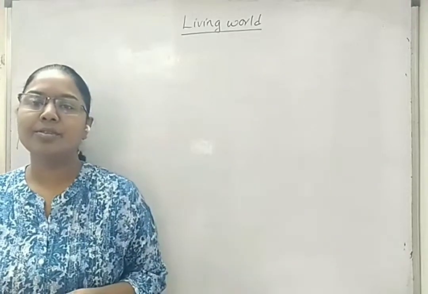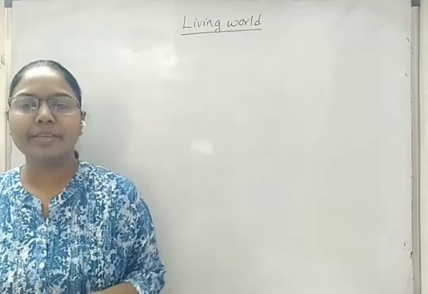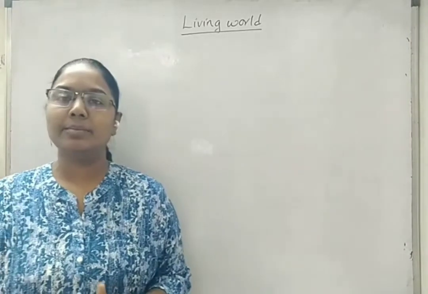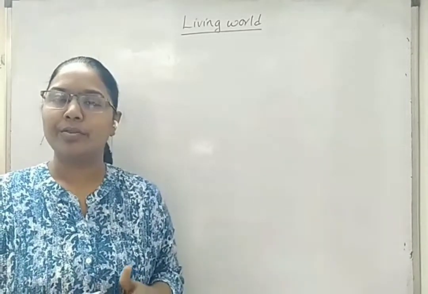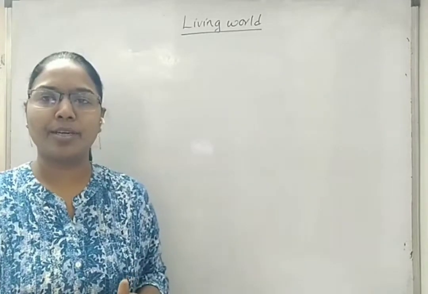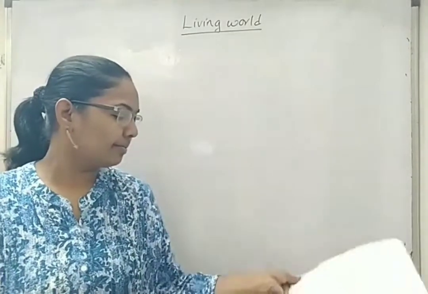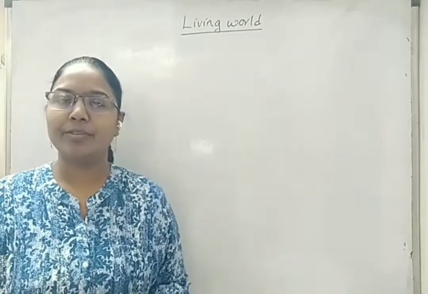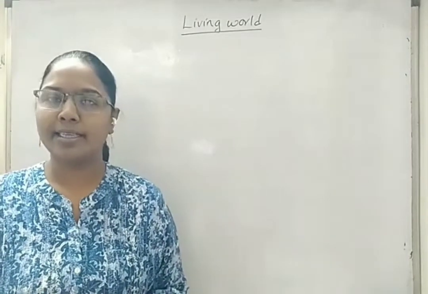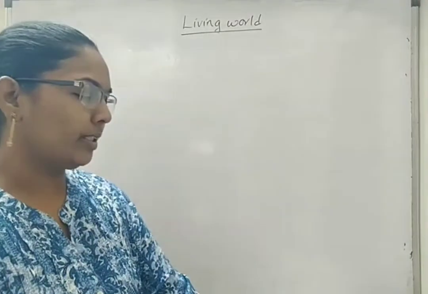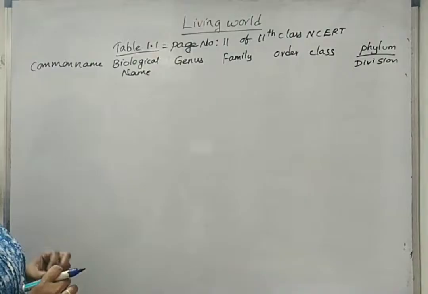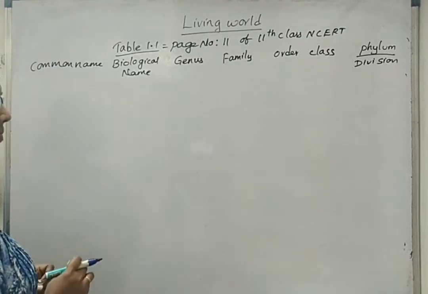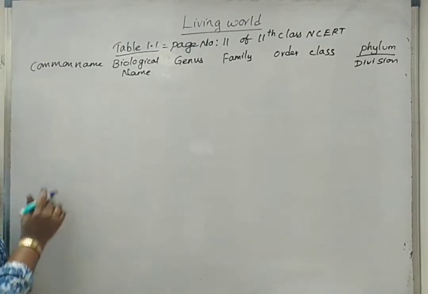Hello students, now we will start with a new topic in the Living World chapter, that is Part 3. In the previous Part 2, we finished some of the important points regarding binomial nomenclature, trinomial nomenclature, naming of the organism and taxonomic hierarchy also. Now we will start with a few important topics. We will see the table given on page number 11 of the 11th class NCERT.